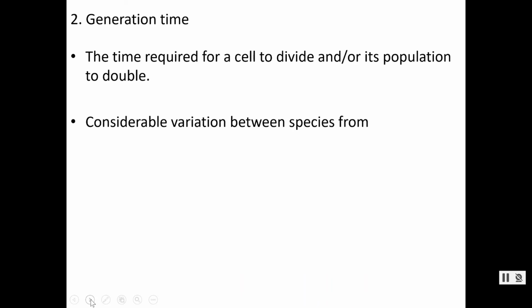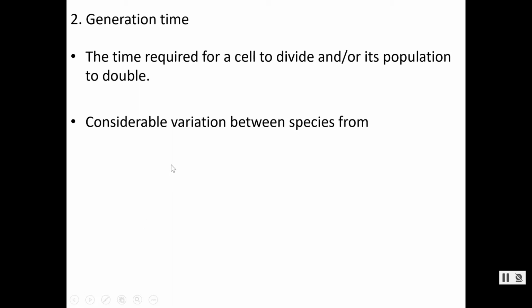The time it takes to go from one cell to two cells is called your generation time. So it's the time it takes for a cell to divide, or you can also think of it as its population doubling. In that original slide that we were looking at, 30 minutes was the generation time for that particular bacteria. Now this can vary between different bacteria.